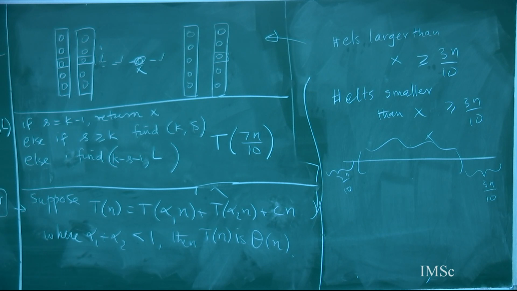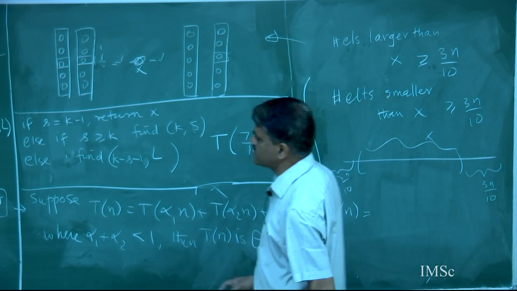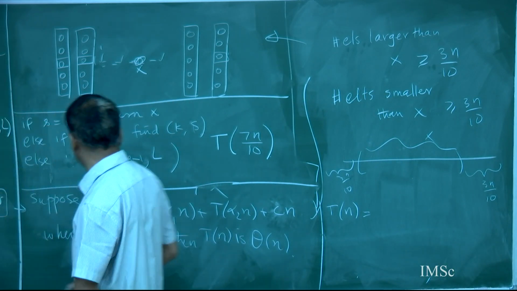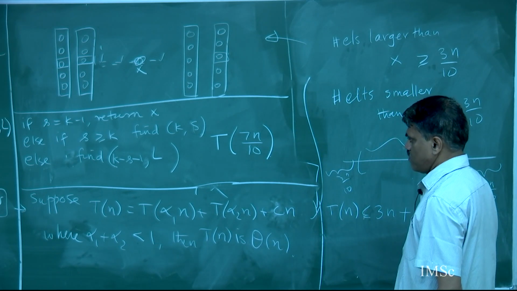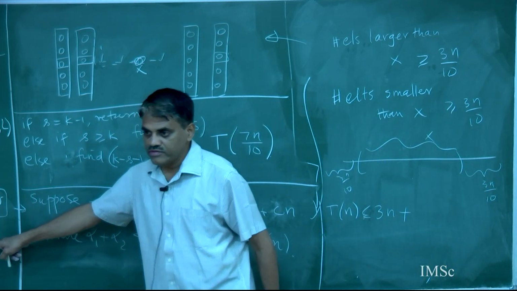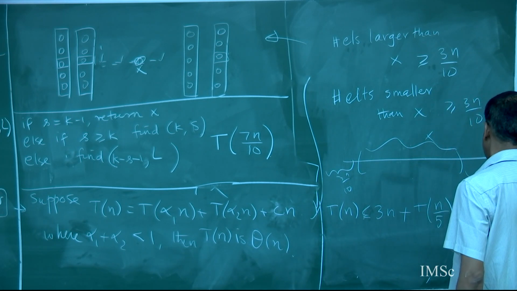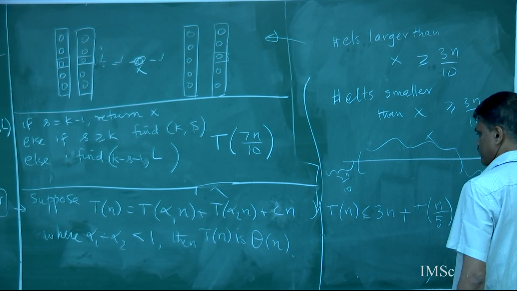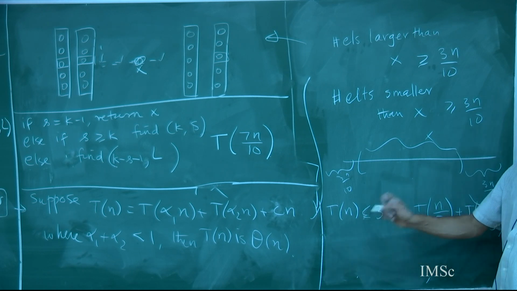So now let's write the whole recurrence. T of n is some order n steps, so some 2n here and n here, about 3n, plus T of n by 5 plus T of 7n by 10. Okay? So there is an alpha 1 and alpha 2. What is their sum? 9 by 10. Strictly less than 1. So it's linear.